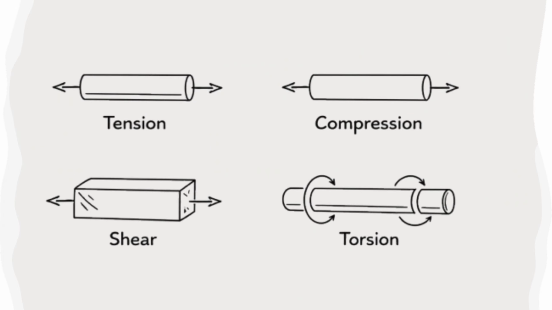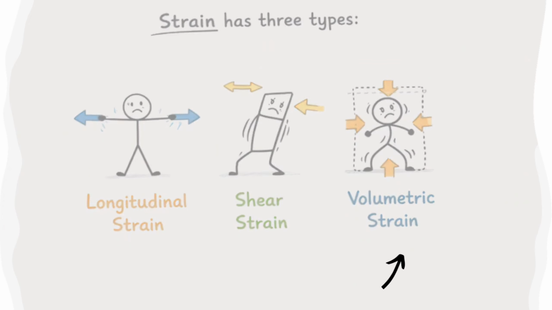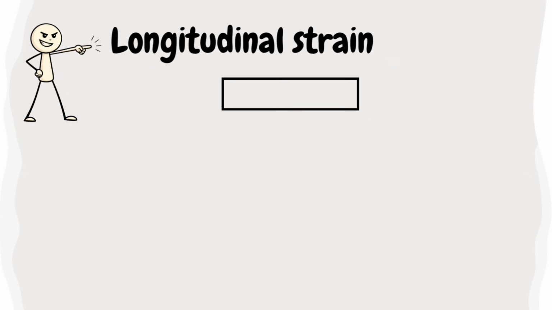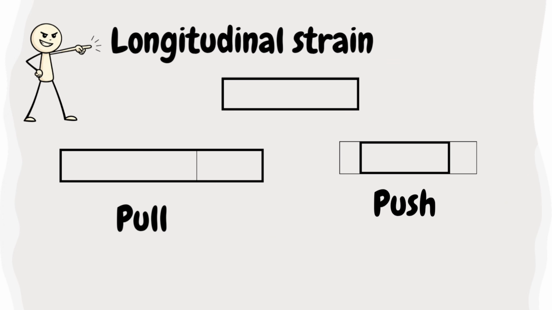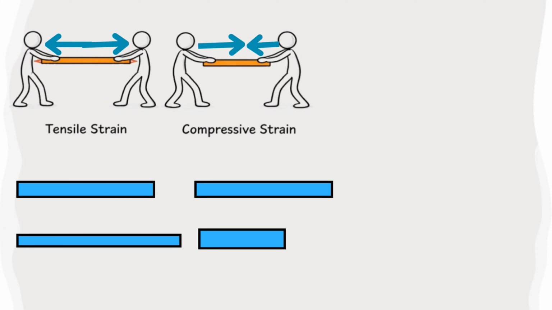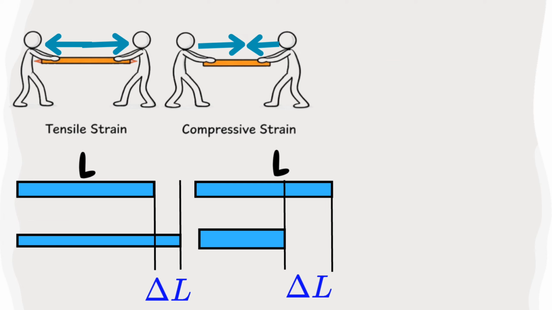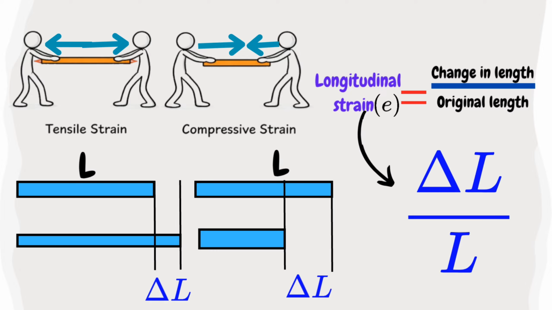Depending on how the force acts, strain is of 3 types: longitudinal strain, shear strain, volumetric strain. Longitudinal strain: when the length of an object changes, either by push or pull, it is called longitudinal strain. It can be tensile or compressive loading. In these 2 cases, L is the original length of the specimen, and delta L is the change in length. So the longitudinal strain is equal to change in length divided by original length, meaning delta L by L.